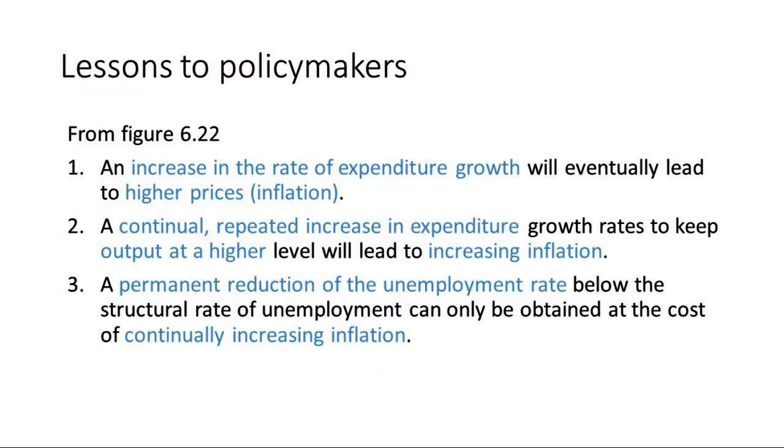Now, the lessons for policymakers from this is that if you have an increase in expenditure, it leads to higher inflation. And particularly, if you keep doing this for a while, it only leads to inflation. So if you want to permanently reduce the unemployment rate below the structural rate, it's going to come at the cost of increasing inflation. What policymakers would rather like to do is to grow the economy and to move the long-run aggregate supply to the right. But that's a story for a different video.